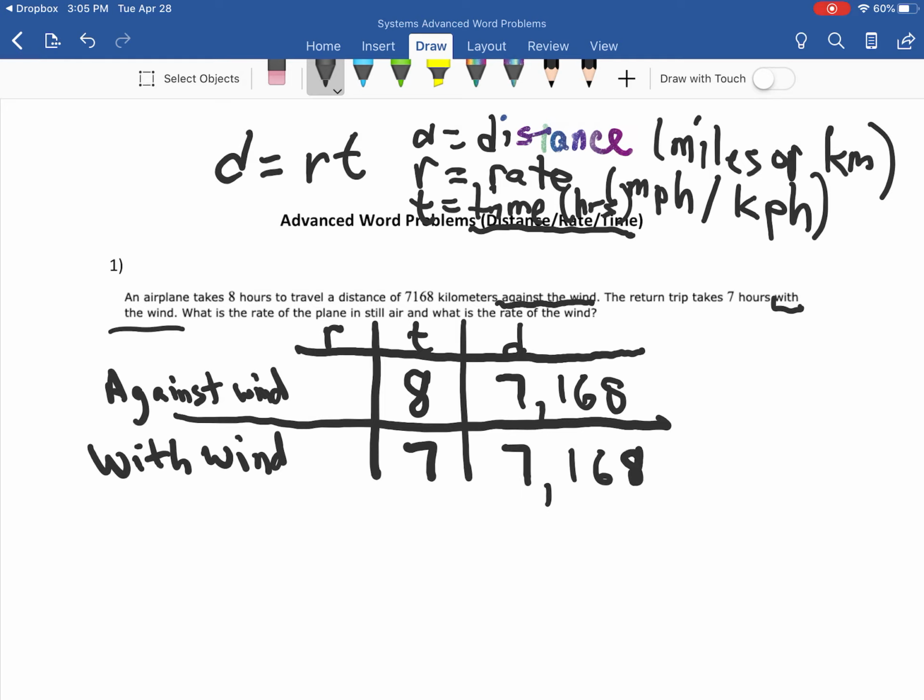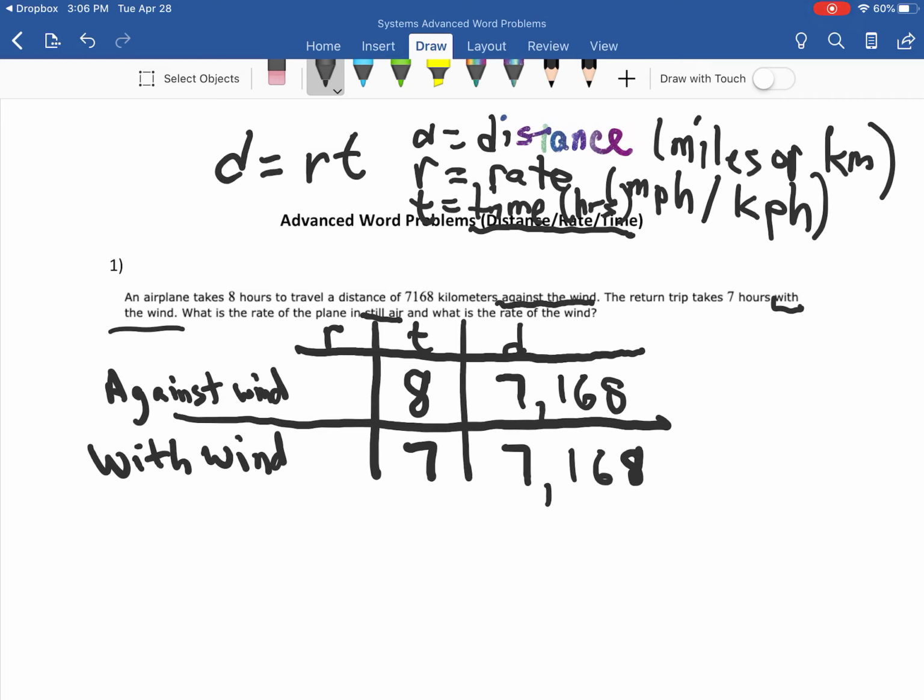Now, for the rate, you're not told anything about the speed, how fast the airplane is going. In fact, that's what we want to find: how fast the plane is going in still air, and what the rate of the wind is. So if you think about what's happening when you're going against the wind, you're fighting the wind. So normally you go a certain speed. Let's say your speed is 500 kilometers per hour. Maybe the wind slows you down by 50 kilometers per hour, so that your speed is going to be 500 minus 50 or 450.